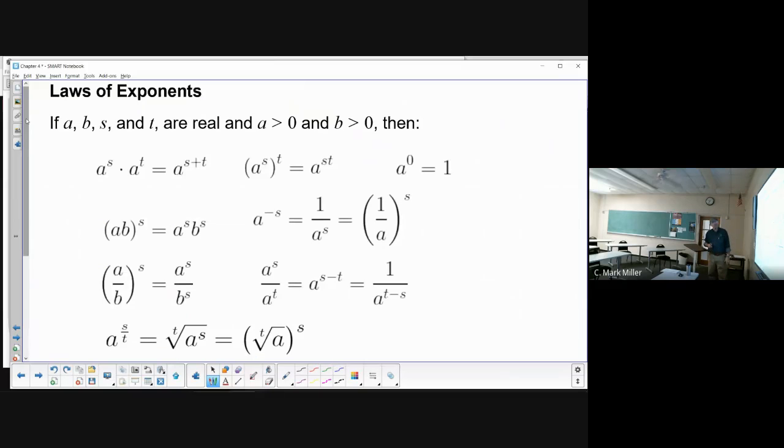All right, laws of exponents. I'm not going to go through these. This is kind of a table you should have in your notes. And you need to know these, know how to work with them. Especially the rest of this chapter. This chapter deals and involves a lot of exponents. A lot of exponents.